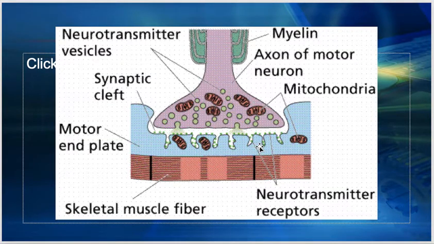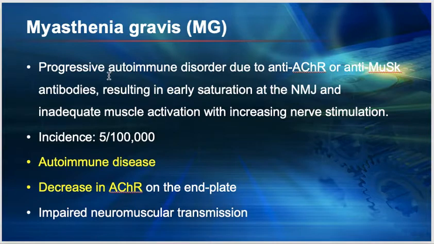The other one, which I told you occurs in fewer patients, is anti-MuSK, or anti-muscle specific kinase. It also results in myasthenia gravis, but in very few people. There is an immune response to muscle specific kinase, and the antibodies do all the damage. So remember, guys.